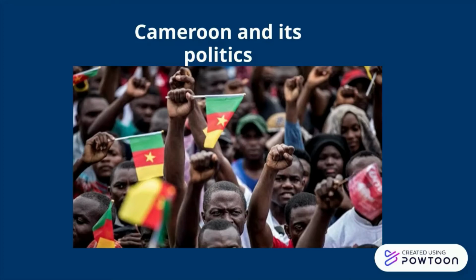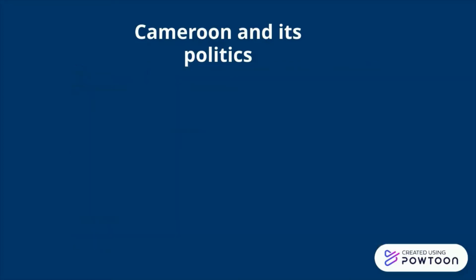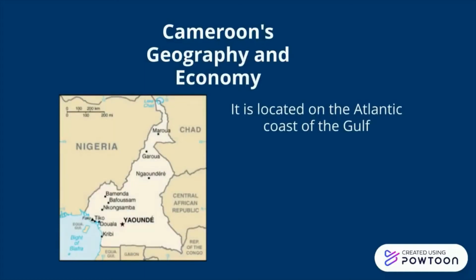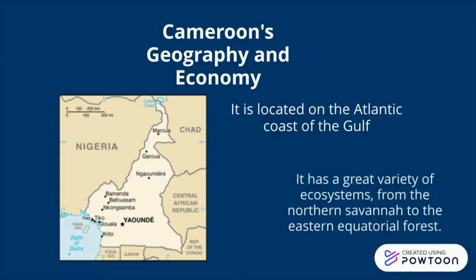Now that we know about its political organization, let's describe what it's like to live in Cameroon. It's located on the Atlantic coast of the Gulf, bordered to the south by Equatorial Guinea, Gabon, and the Republic of the Congo, while in the east it borders the Central African Republic, to the northeast Chad, and to the west Nigeria. It has a great variety of ecosystems, from the northern savanna to the eastern equatorial forest.